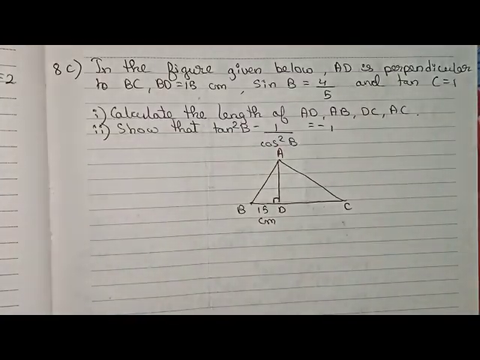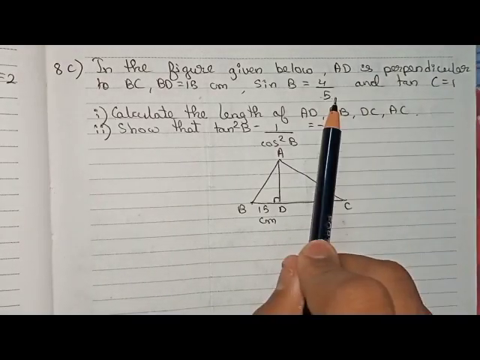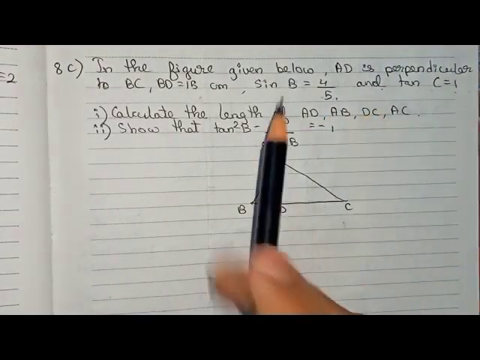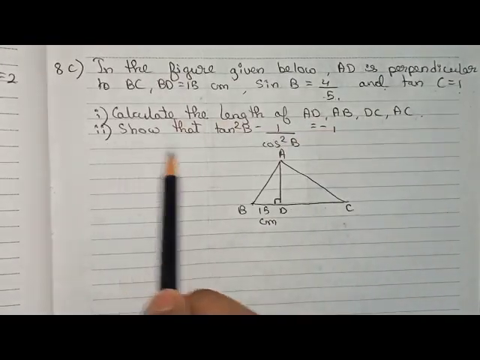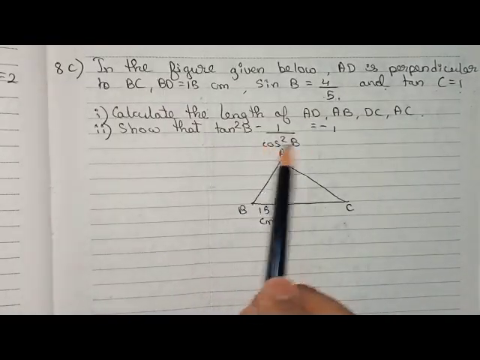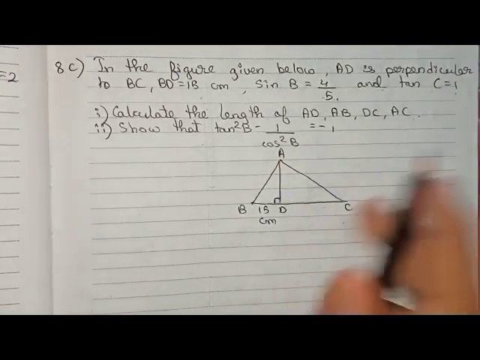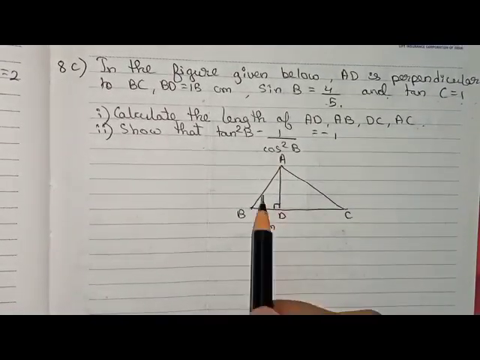Question number 8c. In the figure given below, AD is perpendicular to BC. BD is equal to 15 cm. Sin B is equal to 4 by 5 and tan C is equal to 1. Calculate the length of AD, BD, DC and AC, and tan square B minus 1 by cos square B is equal to minus 1. So this is our question, this is our diagram.